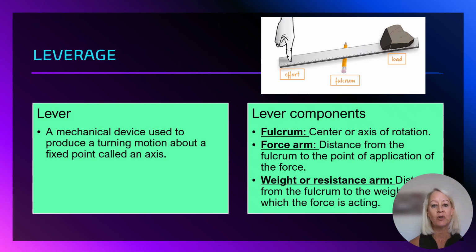You have the force arm, which is the distance from the fulcrum to the force. And then you have the resistance arm, which is the distance from the fulcrum to the weight. You can see here in the picture, the load is the weight and the resistance arm is to the effort. So it's that pressure that's being put down by that finger. The levers help the body produce movement more efficiently.